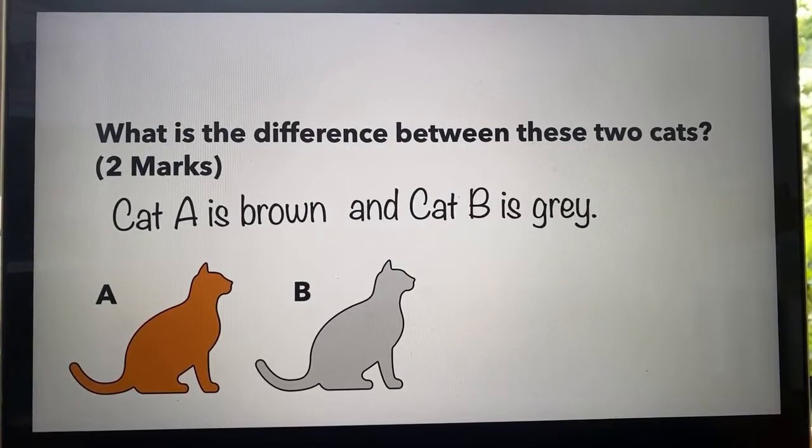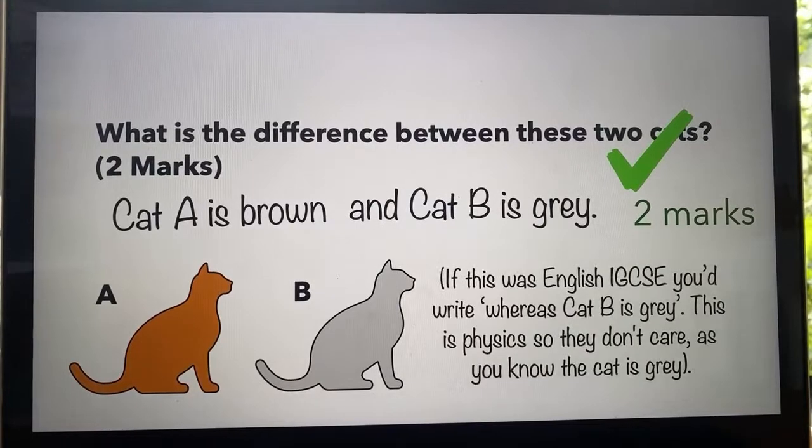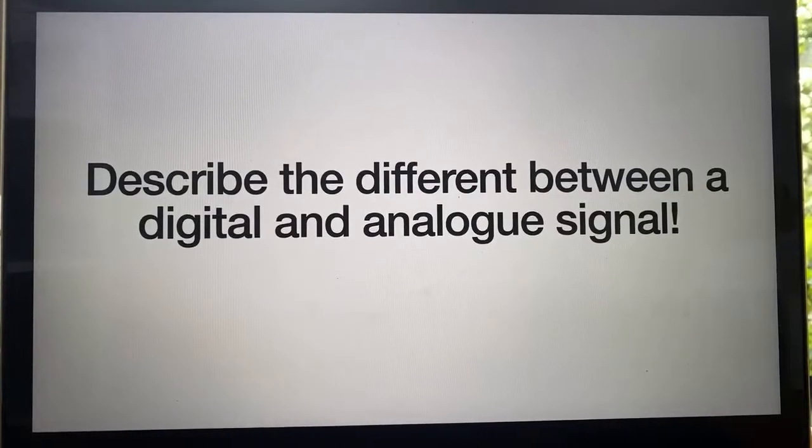It doesn't matter as long as you've compared them, okay? So that would get 2 marks. If this was an English IGCSE, you would probably write cat A is brown, whereas cat B is grey. Physics exams, they don't care about that. But if you've written whereas, well done you. It's a good word. Okay, so bearing all that in mind, what is the difference, please? Describe the difference. Wow, it's a good job this isn't English IGCSE. Describe the difference between a digital and an analogue signal, please.